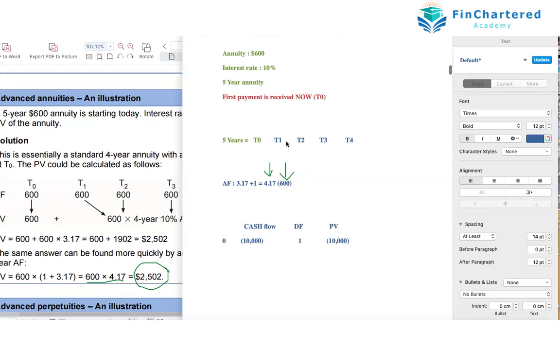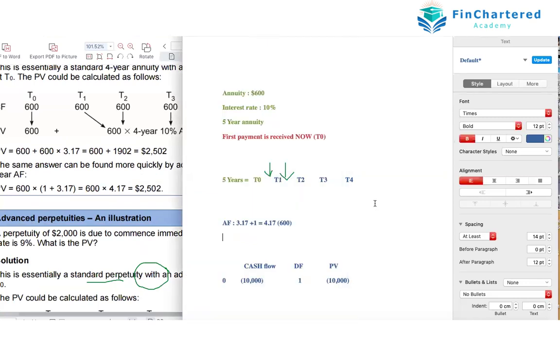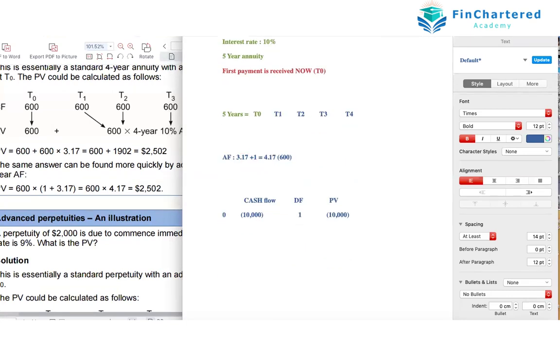So this is how you deal with advanced annuities and advanced perpetuities. If you've understood advanced annuities, advanced perpetuities would be the same thing. Just add 1 to the perpetuity factor, just like how you added 1 to the annuity factor, and multiply it with the future value. So to deal with an advanced annuity, add 1 to the annuity factor for the remaining period of time.